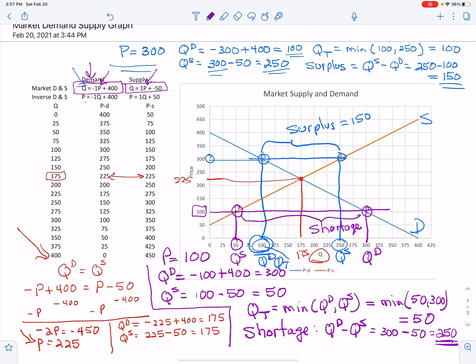And then also, let's go back and calculate what is the quantity transacted. The quantity transacted right here, I'm highlighting, is the minimum of the quantity demanded and quantity supplied. So the minimum of 50 and 300 is 50. So hopefully that helps understand what the surplus, shortage, and quantity transacted are on the outline.